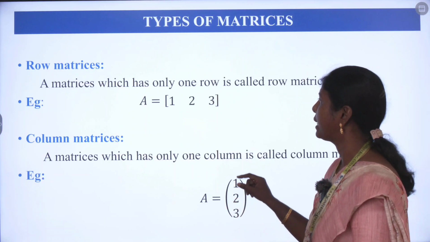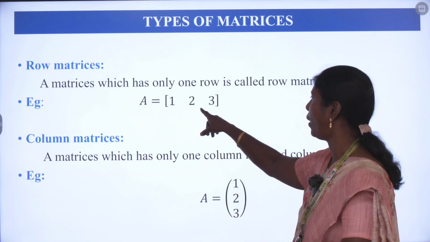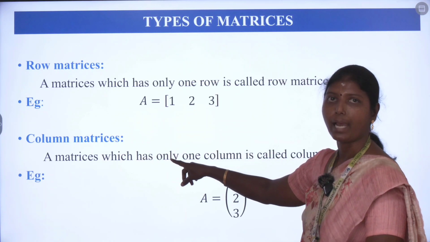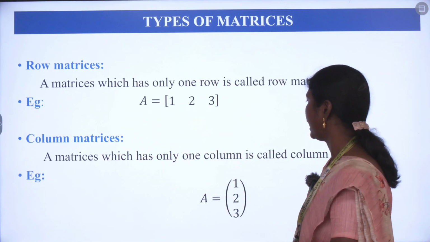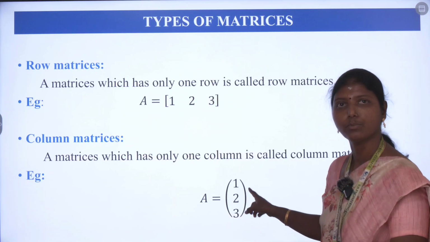First one, row matrix. A matrix which has only one row, it is denoted as A equal to [1, 2, 3]. So next is the column matrix. A matrix which has only one column is called a column matrix. That is denoted as column-wise 1, 2, 3.